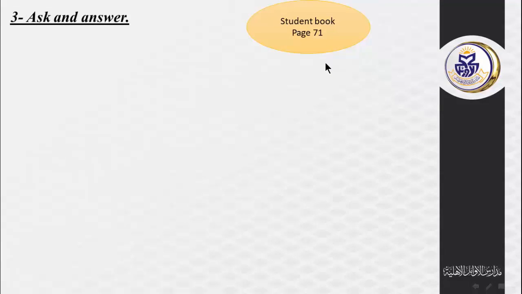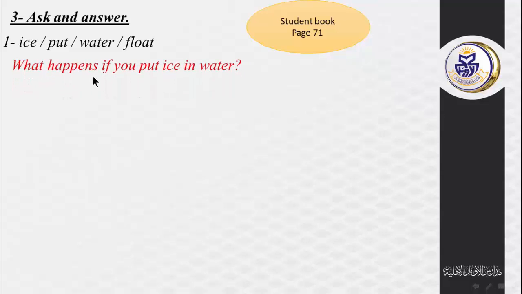Now open your student book, page 71. Ask and answer. Number 1, ice, put in water, float. You must use what happens if. What happens if you put ice in water? If you put ice in water, it is the first part of the sentence. What is the result? Yes, the ice floats. Present simple, comma, then present simple.